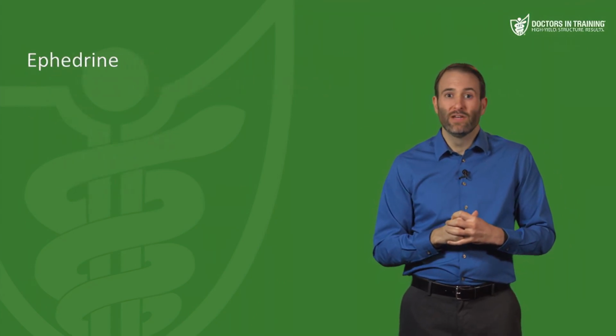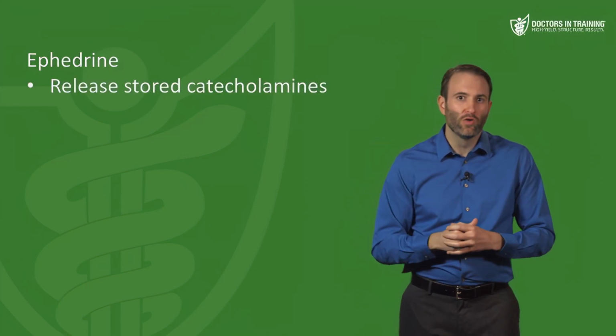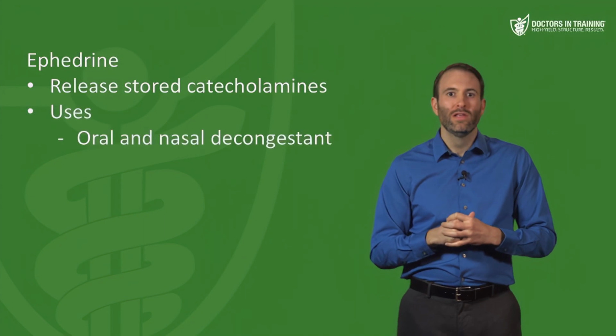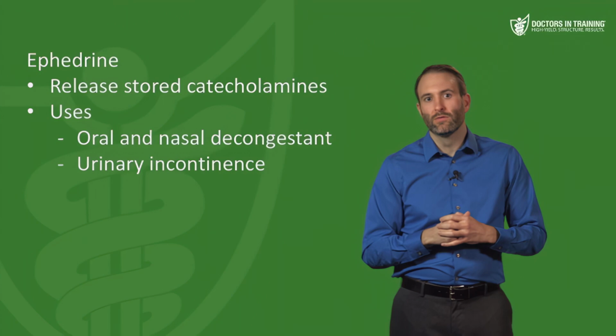Next, we have ephedrine. Again, this is going to increase the released stored catecholamines, very commonly used in oral and nasal decongestants. It's also used in urinary incontinence as well.